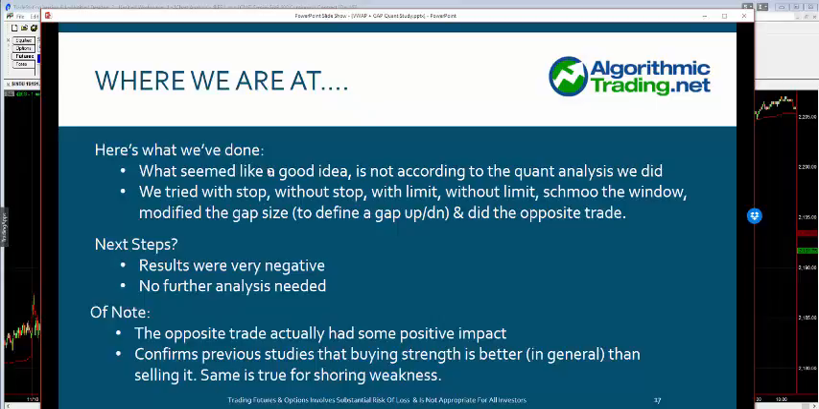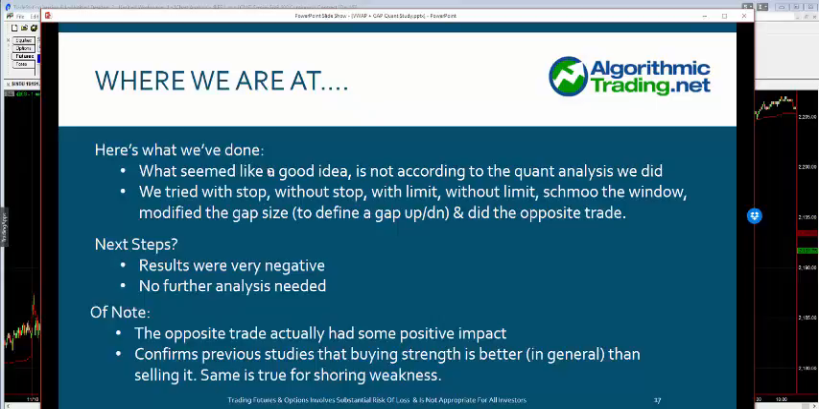The next steps, if this was an algorithm that I was really working on and considering adding to our portfolio, would be that I would stop. There'd be no further analysis needed. The results were extremely negative. In fact, the one thing that might be worth considering is a strategy that does the opposite. We could tell pretty early on that if you did the opposite, the profit factor went from 0.77 to around 0.9. So that shows that doing the opposite actually is more the right direction to go in.